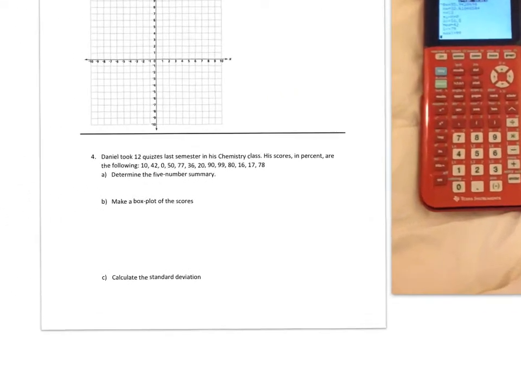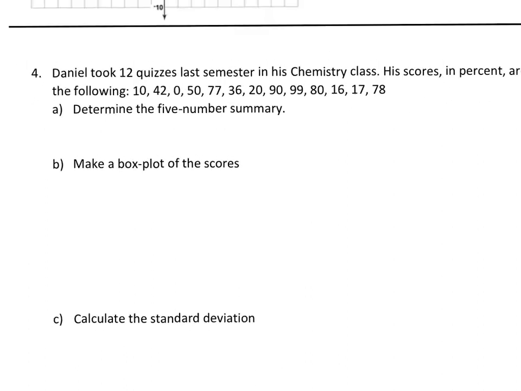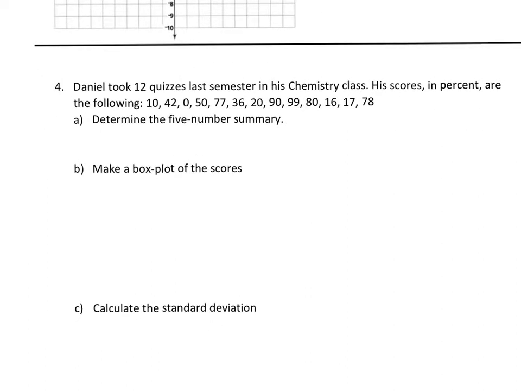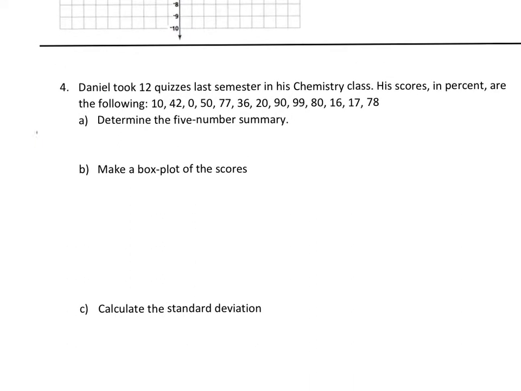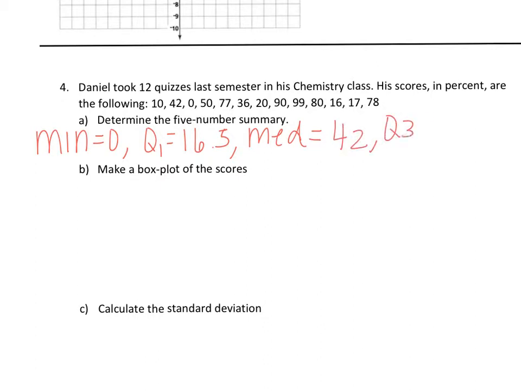Alright, so now that we have that, we're literally just going to write them in on the appropriate spots. So your minimum is 0. So you're going to put minimum equals 0. Your Q1 is equal to 16.5. Your median is equal to 42. Your Q3 is equal to 79. And lastly, your maximum is 99.